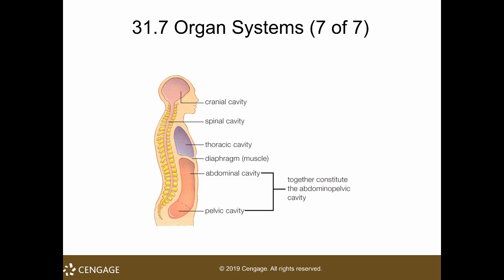So we have the cranial cavity where the brain is situated, the spinal cavity for the spinal cord, the thoracic cavity, which contains your heart and your lungs. You have the abdominal cavity.